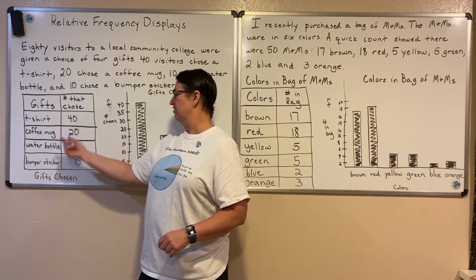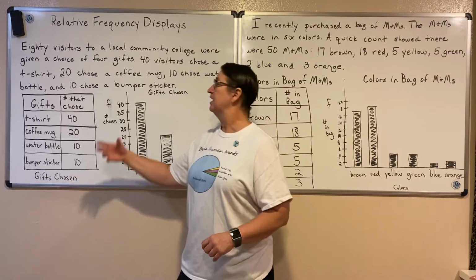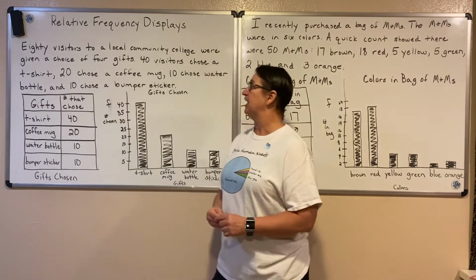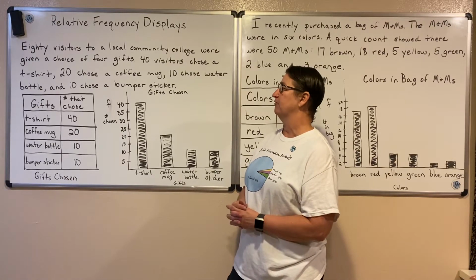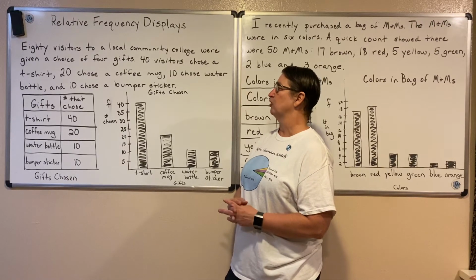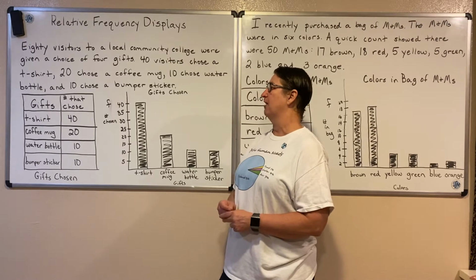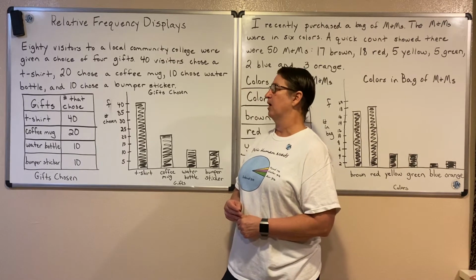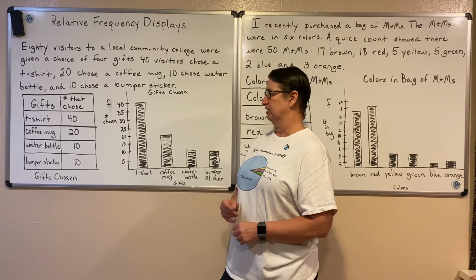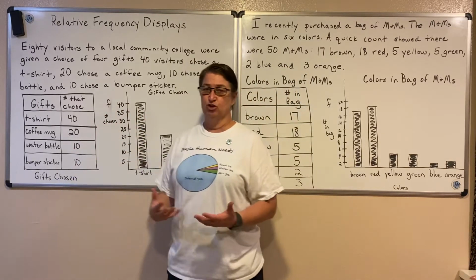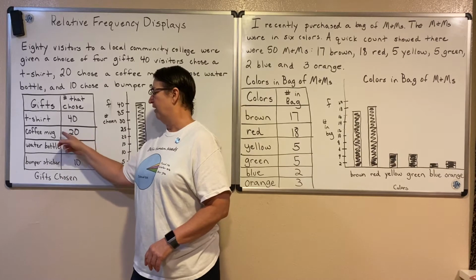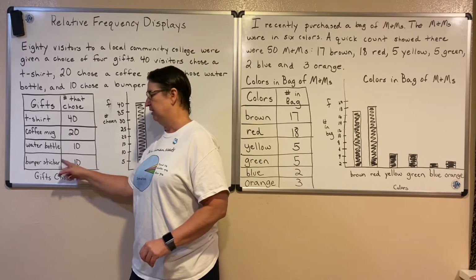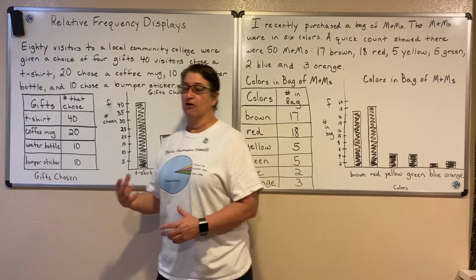So in this case, the gifts were chosen, and our example says 80 visitors to a local community college were given a chance of 4 gifts. 40 visitors chose t-shirts, 20 chose a coffee mug, 10 chose water bottle, and 10 chose a bumper sticker. And so our frequency table just shows that there were 40 t-shirts chosen, 20 coffee mugs, 10 water bottles, and 10 bumper stickers. That was our frequency table.